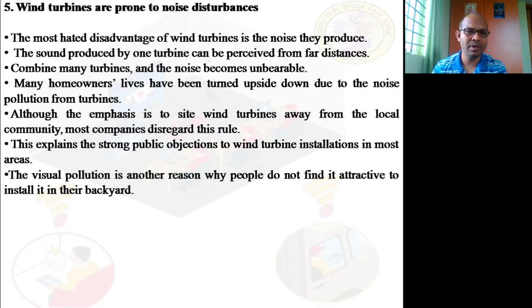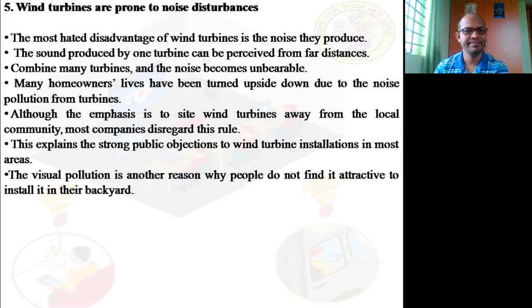Many homeowners' lives have been turned upside down due to the noise pollution from the turbines. It certainly affects the brain working of human beings also. Although the emphasis is to site wind turbines away from the local communities, most companies disregard these rules. Enough care should be taken that it has to be placed only in the completely outskirts, away from the city limits. But certainly we cannot make sure that it doesn't affect the animals. It does affect the animals certainly.